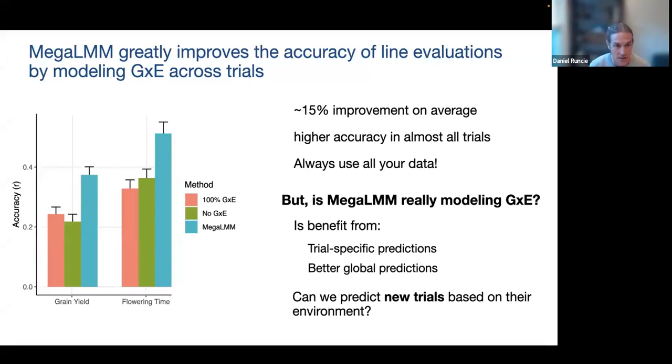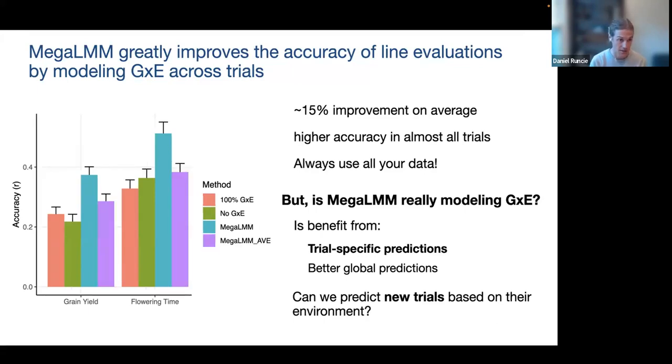Anyway, so to ask the first question, what we can do is we can take the MegaLMM predictions and replace them with the average of the MegaLMM predictions. So MegaLMM is making a prediction in each trial, but rather than using that one, we can just average the predictions across all of the trials, and then see if that average prediction is as accurate. And it's not.